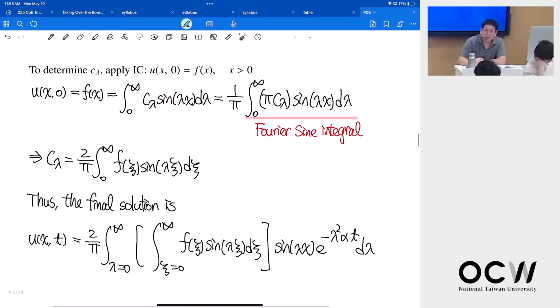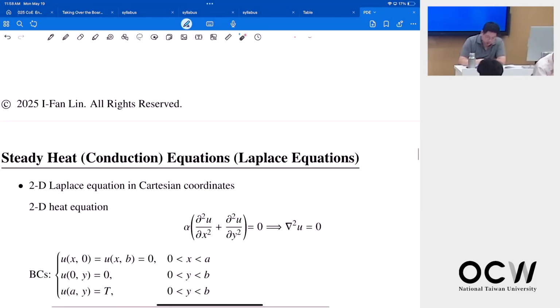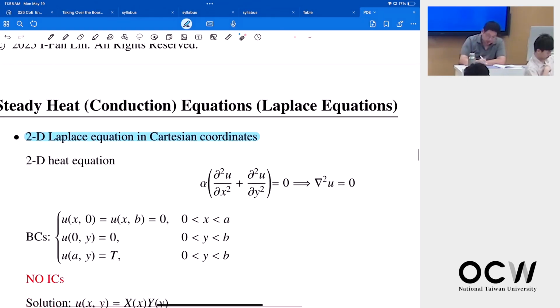Next, we'll do a 2D Laplace equation for the steady heat. This is also called the Laplace equation. First, we will talk about the 2D Laplace equation in Cartesian coordinates.